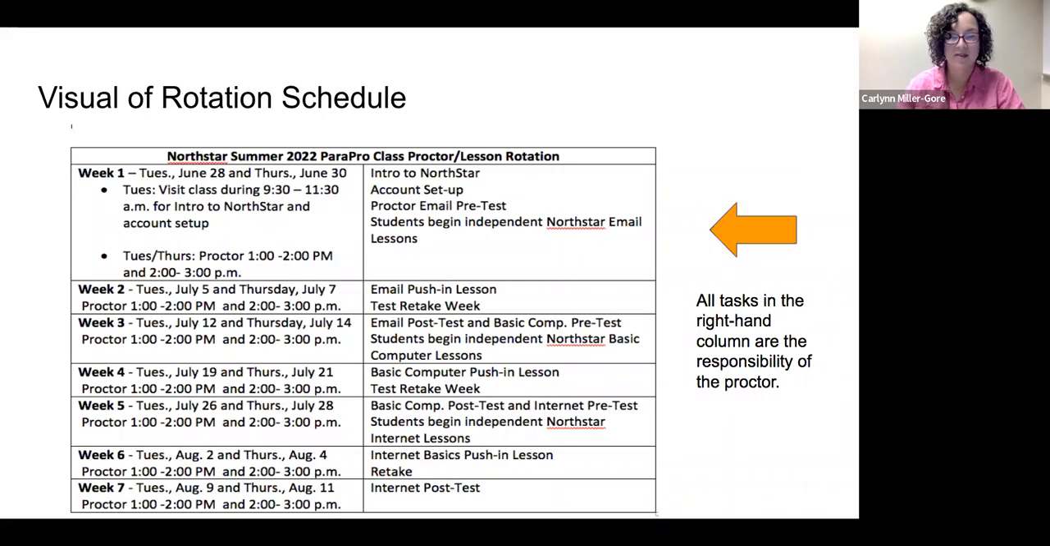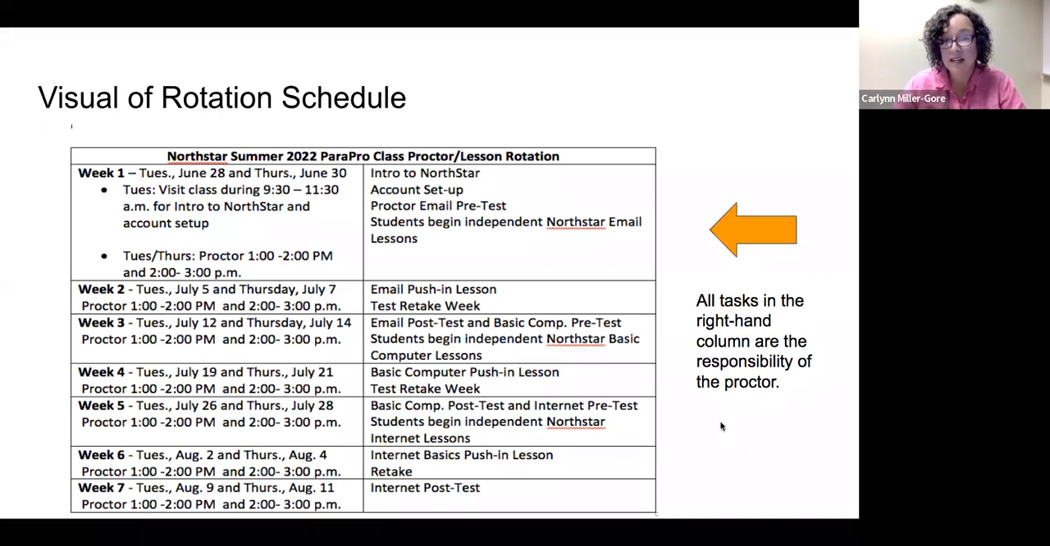Right, and this might look a little busy, but this is the rotation schedule that Danny and I came up with. This is an example of what it looked like over the summer in our Parapro teacher assistant training class. And so initially we would have the digital literacy coordinator come into class and if you notice there's an arrow here, everything on the right is what the proctor, the digital literacy coordinator, is responsible for.